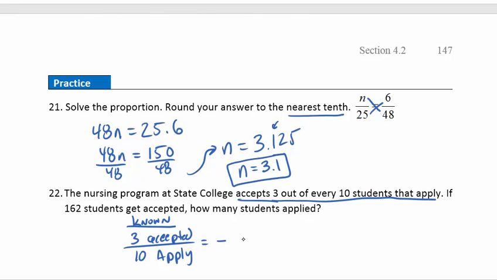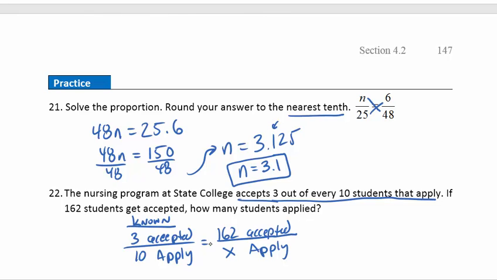We're going to go ahead and write the words in here because that's going to help us make sure we get this set up right. Notice what I want to have go right here is going to be the number accepted because I want my units to match in this proportion. So if 162 students get accepted, that's going up here, we want to know then how many students, X students, apply. So there's our proportion.